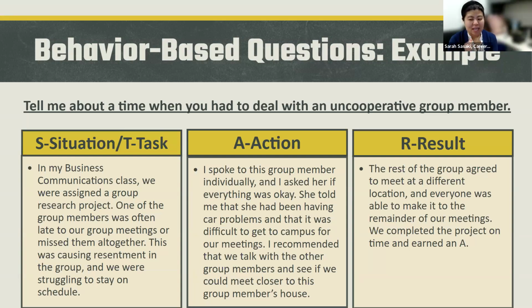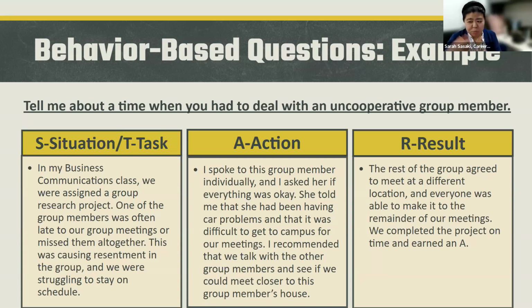Action. This is what you're doing. I spoke to the group member and I asked her if everything was okay. She told me she'd been having car problems and it was difficult to get to campus for our meetings. I recommended that we talk with the other group members and see if we could meet closer to this group member's house. So you took the time, this showed you took initiative, but you didn't want to call them out in front of everyone. You wanted to check in, see what's going on. You spoke to them individually. And when she explained her situation, you helped to provide a solution.